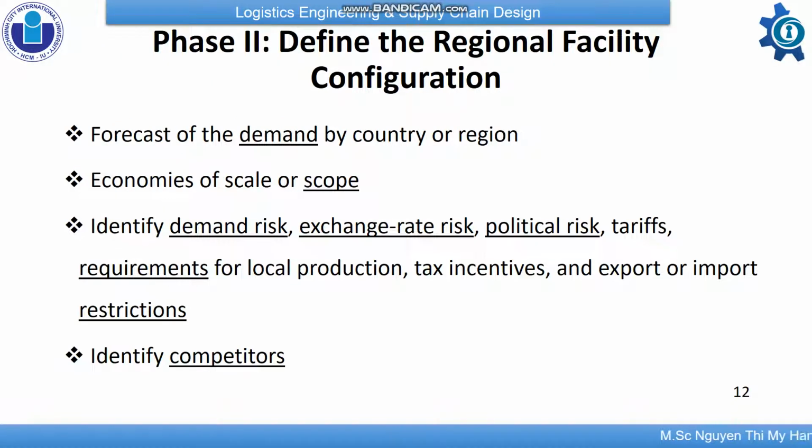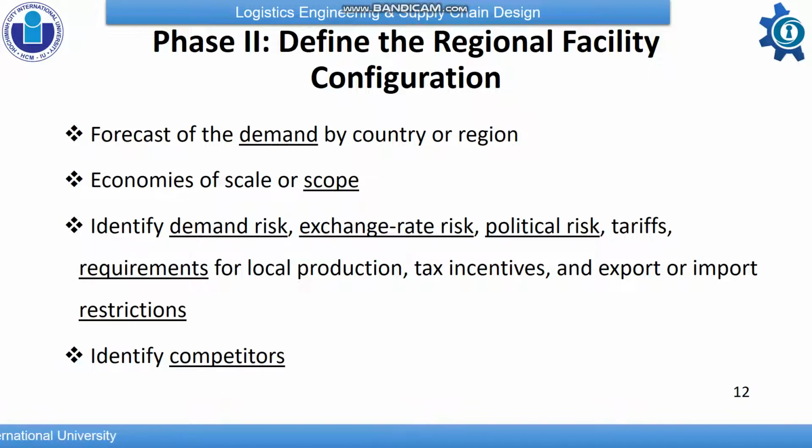In the second phase, the objective is to identify the regions where the facilities will be located, their potential roles, and their approximate capacity. They will forecast the demand of the country or region, and they will identify if the economies of scale or scope can play a significant role in reducing cost given the available production technologies.